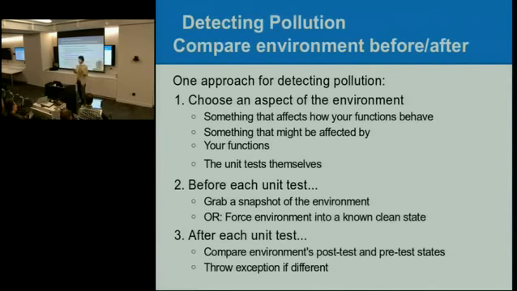Before each unit test, you grab a snapshot of this aspect of your environment that you intend to monitor, or you force this aspect into some known clean state, such as by calling, let's say, body HTML with an empty string, so that it clears out all the contents of the DOM. You can do that, and then after each unit test, you compare the state of your environment's aspect against what it was before your unit test ran, and then you throw an exception if they're different.